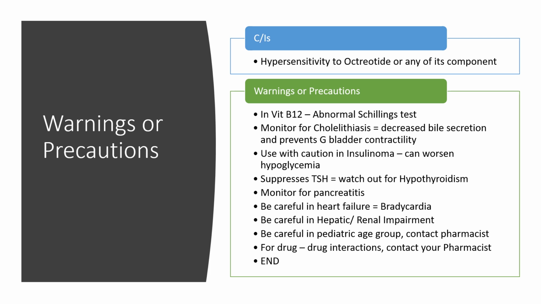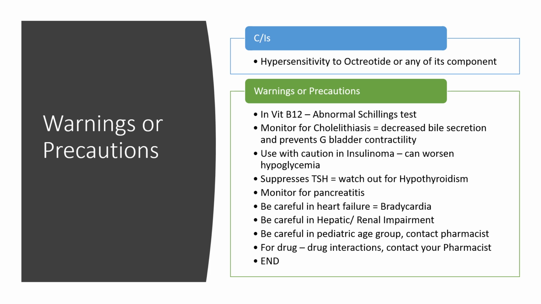The warnings or precautions will include, if you are dealing with someone and you are suspecting vitamin B12 deficiency, it is better you take your samples for your test before administering Octreotide. The reason is with Octreotide, you are likely going to get an abnormal Schilling's test. And you should monitor for cholelithiasis because there's likelihood of decreased bile secretion and prevention of gallbladder contractility. We have to use with caution in people with insulinoma. Originally, they'll be dealing with hypoglycemia, but in the presence of Octreotide, the hypoglycemic effect will be worse.